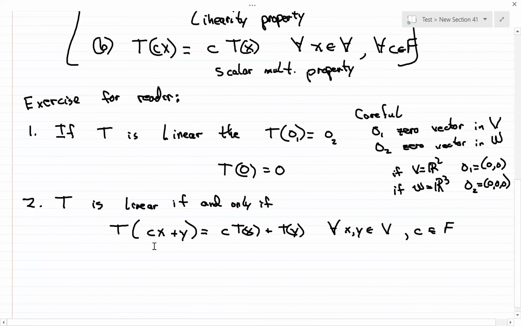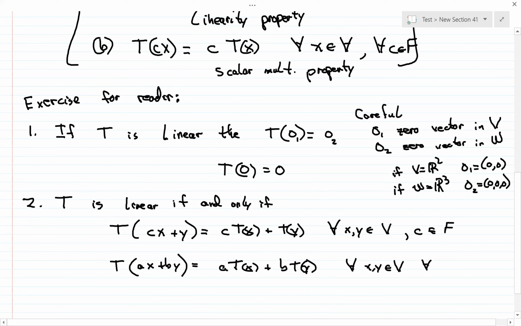Now, for me, what I probably would have written, instead of writing this, is something like this: T of (aX plus bY) is aT(X) plus bT(Y). And I would have written for all X, Y in V and for all a and b in F. Because this is a little more general than what they're writing.